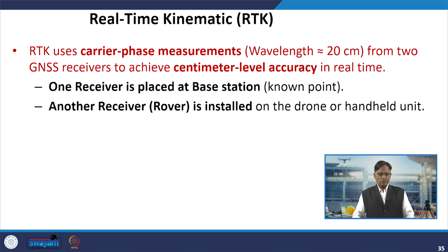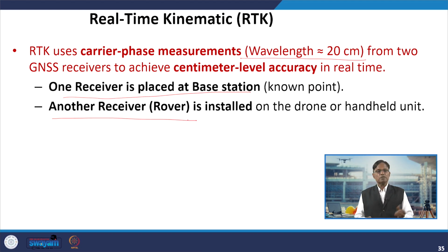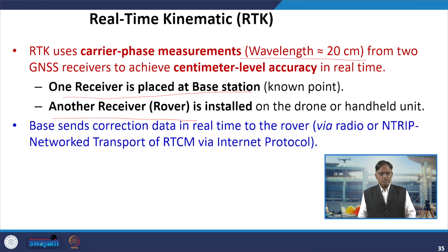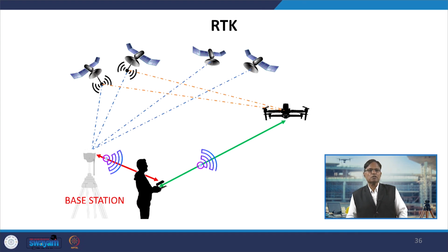So RTK will use carrier phase measurements, wavelength approximately 20 centimeter. We require two GNSS receivers. One receiver is placed at the base station, which is known as the known point. Another receiver is the Rover, which will be installed on the drone system. The base station will actually send the corrections in real time to the Rover system via internet protocols. So the rover will apply these corrections and we can get 1 to 3 centimeter accuracy. So very high accuracy we can achieve with the RTK method.